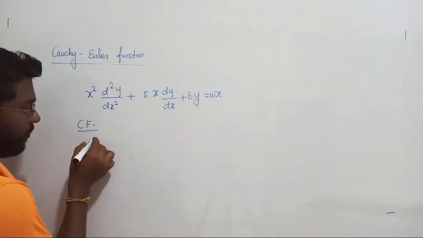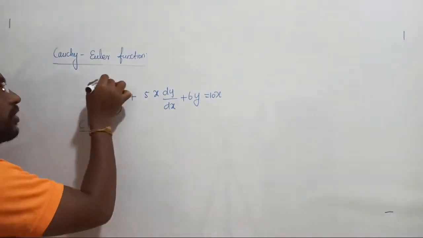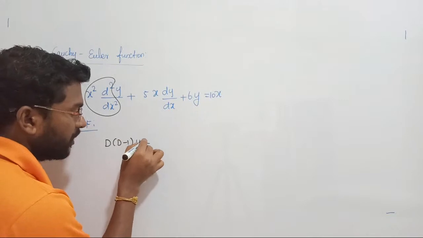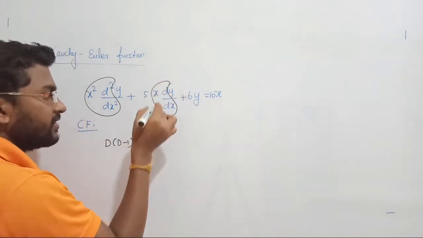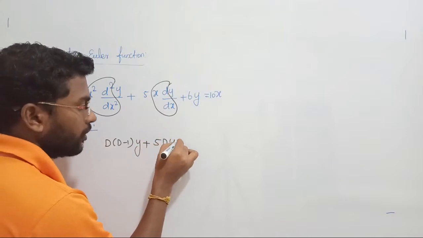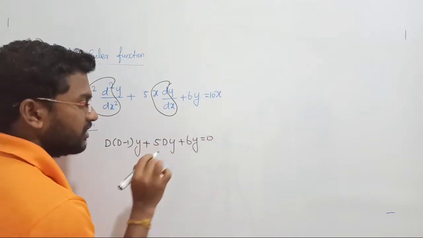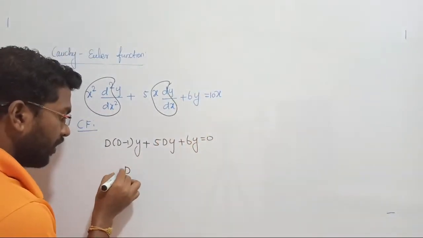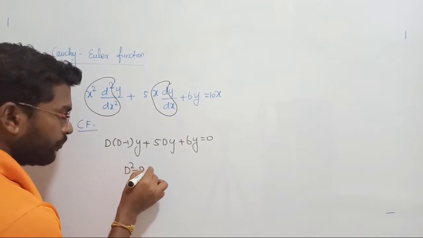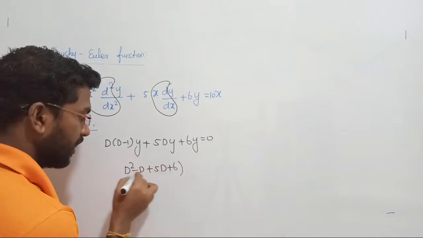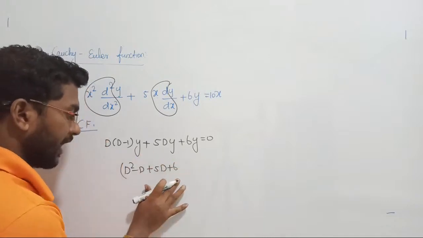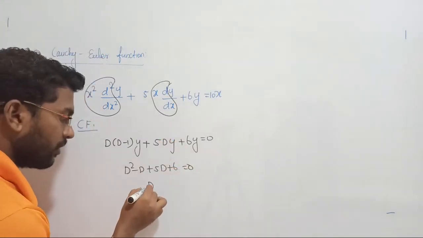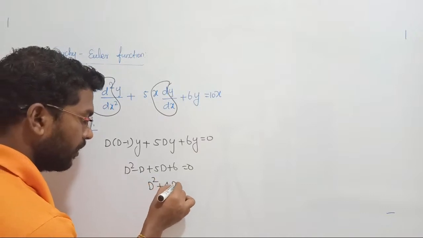So the solution is, let me write. We all know x square into d square by dx square can be replaced by D into D minus 1 into y, plus 5 times x into d by dx, which can be replaced by D only into y, plus 6 into y equal to 0. I am just writing the complementary function, so keep your attention away from the right side signal. Now if I reduce these, it will become D square minus D plus 5 times D plus 6. You can take y outside. Anyway, y is not my motto. I only want the characteristic equation, equal to 0. So it is going to be D square plus 4 times D plus 6 equal to 0.